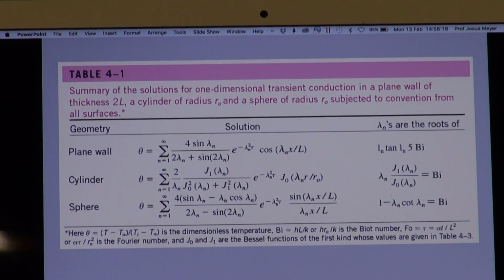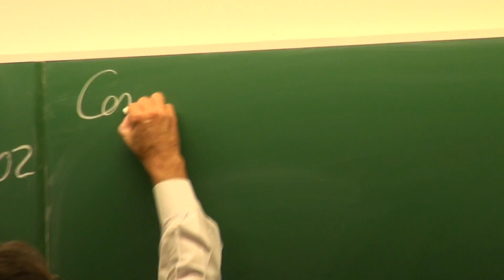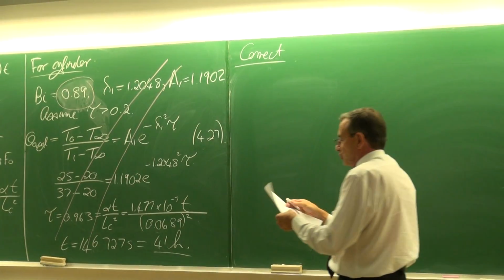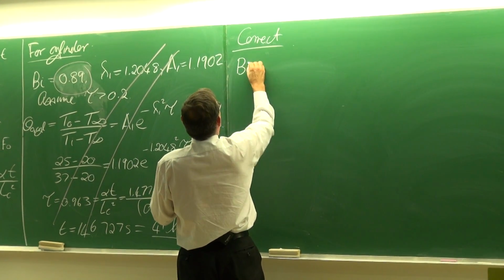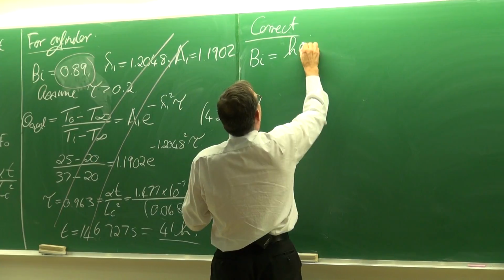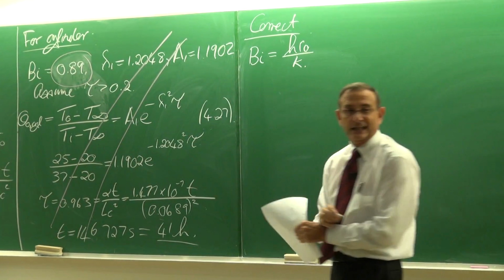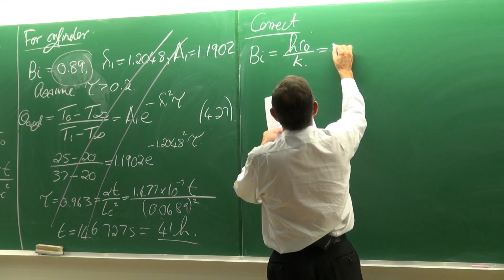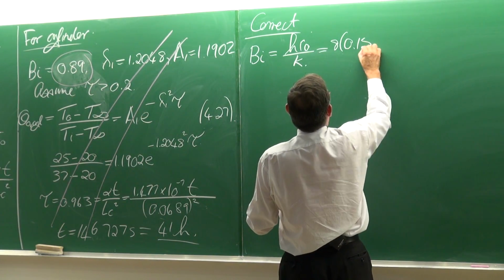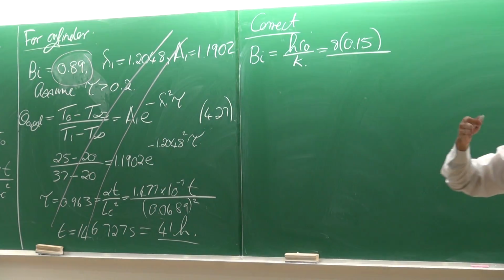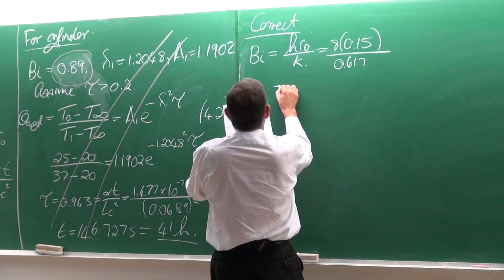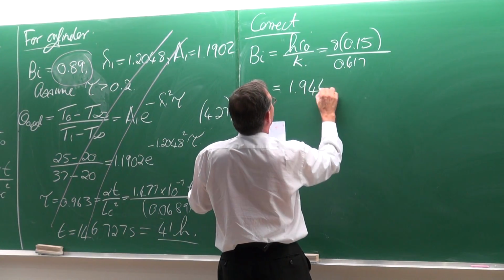Okay, so let's go and look how it should have been done. You should have calculated the Biot number as hR0 divided by k. The heat transfer coefficient is equal to 8, and now the radius is 0.15 meters, divided by the thermal conductivity 0.617, and now my Biot number is equal to 1.944.